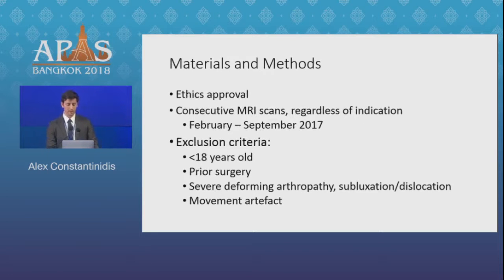So first of all, we gained ethics approval. We looked at consecutive MRI scans within our institution, regardless of the indication, and this was over a period of time between February to September 2017. Our exclusion criteria included patients less than 18 years old, prior surgery, severe deforming arthropathy, and movement artifact, for obvious reasons.